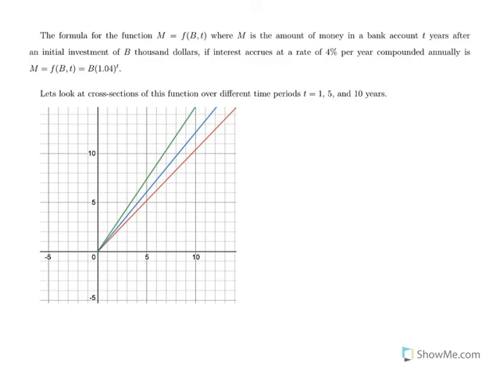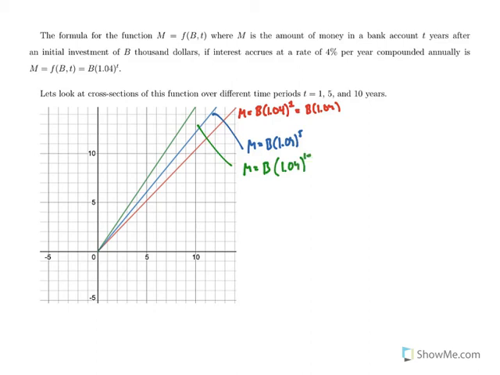So here we're saying we're going to fix t equals 1, 5, and 10 years. So the first one is going to be m is equal to b times 1.04 to the 1. That is, again, b times 1.04. That is a linear function. The second one will give us m equals b times 1.04 to the 5th. And again, that is also just a linear function. And the third one here will give us m equals b times 1.04 to the 10.